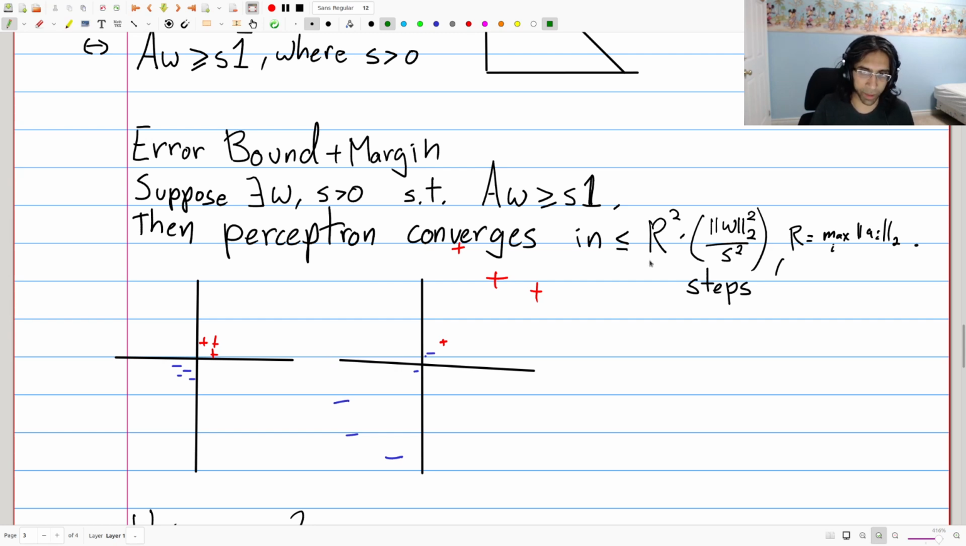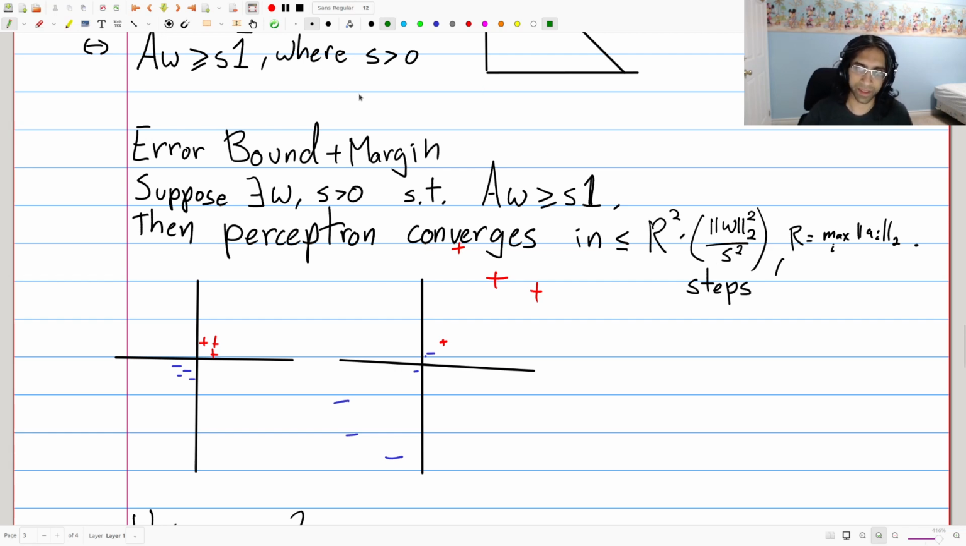Okay, so that's just one part of the number of steps. Now, what about the other part? This is a little bit of an oddball, in the sense that you might be wondering what's going on here. Basically, it says that the bigger the W parameter is, and the smaller the S, the more steps it'll take.